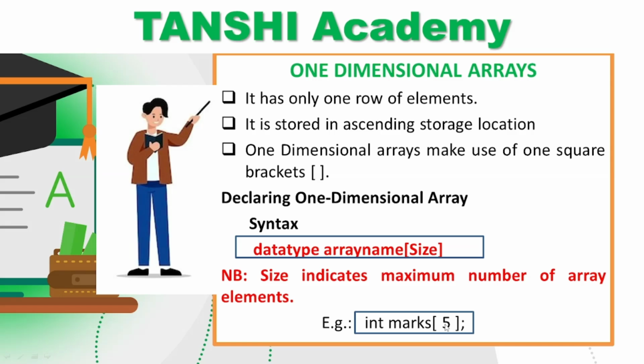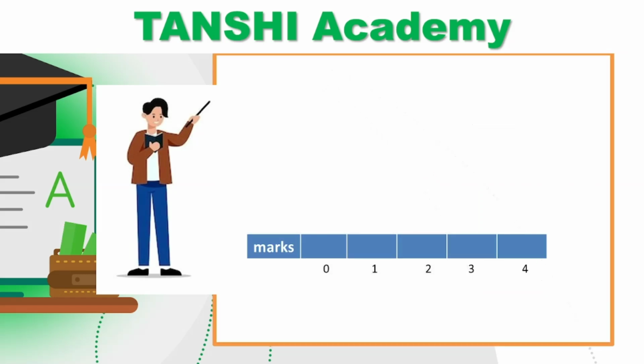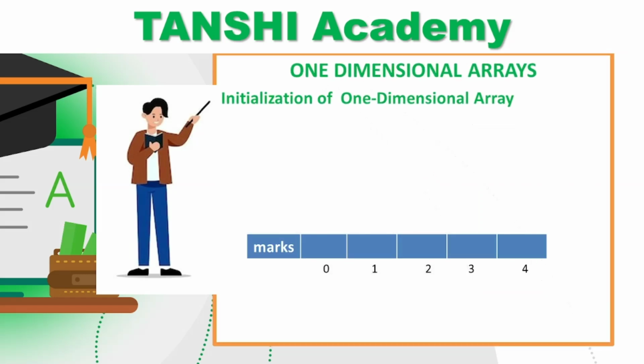So we should take note that one-dimensional arrays have only one row of elements, and the syntax of declaring it is, because when you are declaring, it's like creating an array: data type, array name, size, and the size indicates the maximum number of array elements. Okay, now let's consider one-dimensional arrays.